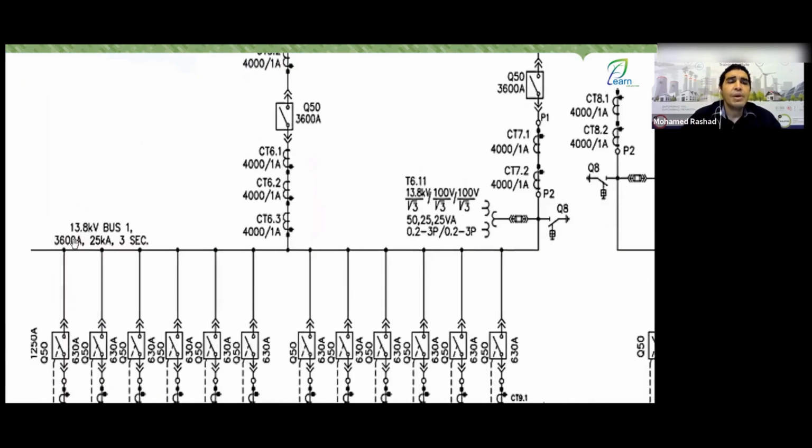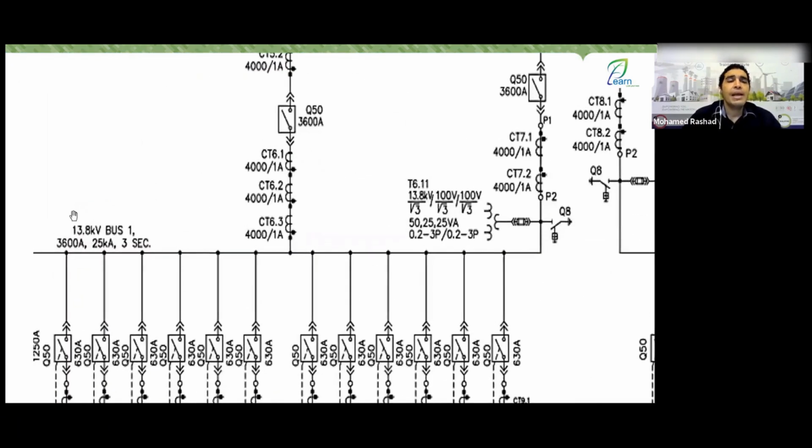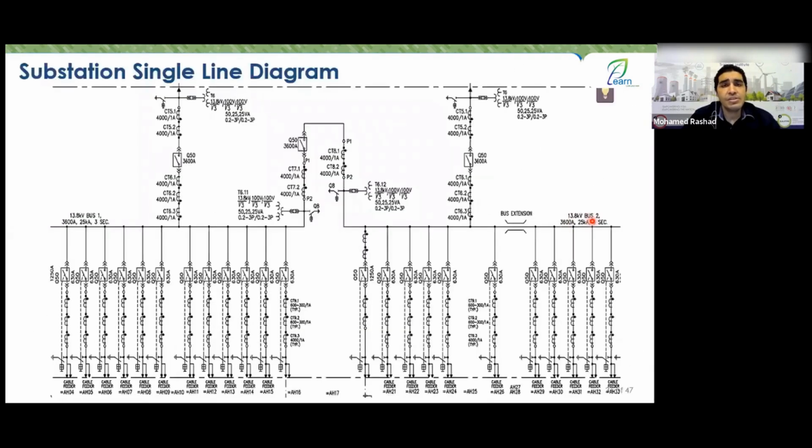First, you have this bus bar, which has a voltage of 13.8 kV, and it's labeled for you as bus 1. On the other side, you'll find 13.8 kV as well, but it's bus 2, so you have two buses. They are rated at 3000 and 600 amps.